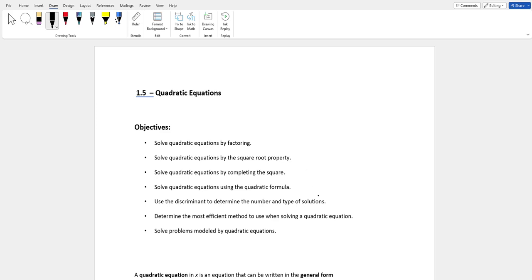In this section, I will talk about quadratic equations. We're going to talk about how to solve quadratic equations by factoring, the square root property, completing the square, and using the quadratic formula. We will also talk about the discriminant to determine the number and type of solutions, determine the most efficient method to use when solving quadratic equations, and solve problems modeled by quadratic equations.